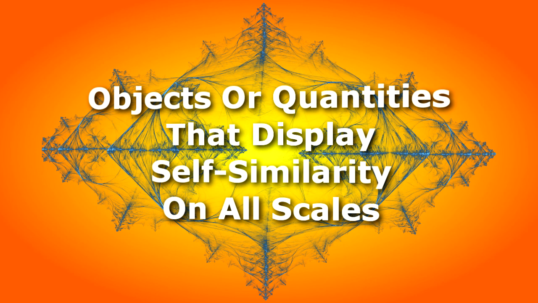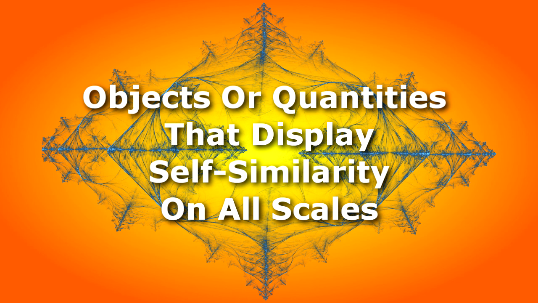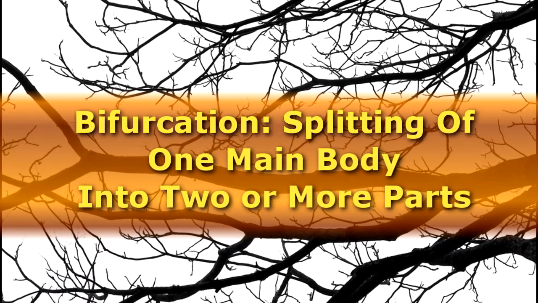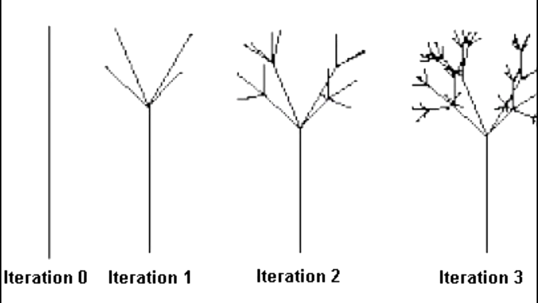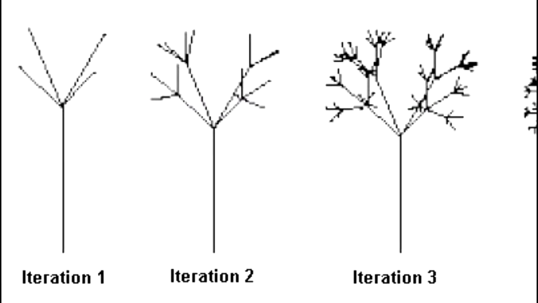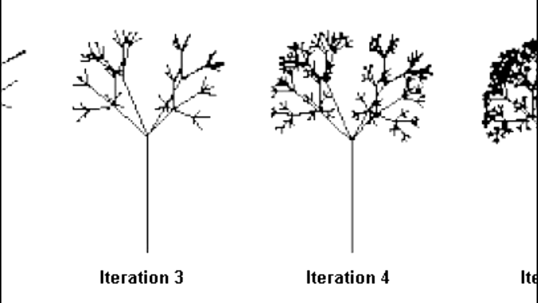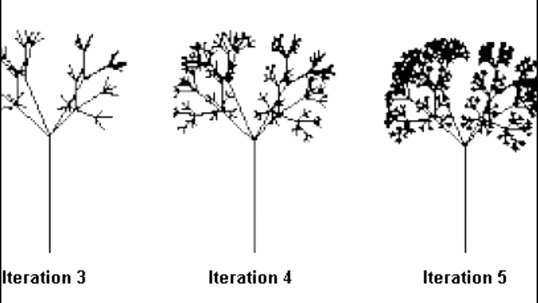So first of all, fractals are self-similar objects, an object or quantity that displays self-similarity in a somewhat technical sense on all scales. So fractal branching is a type of fractal where bifurcations are taking place. A bifurcation, simply put, is a splitting of one main body into 2 or more parts, kind of like a highway that splits into 2 and then maybe splits again. So in your body, you can see this image here of 5 iterations of a fractal branch. You've got something splitting, and splitting again, splitting again, splitting again.